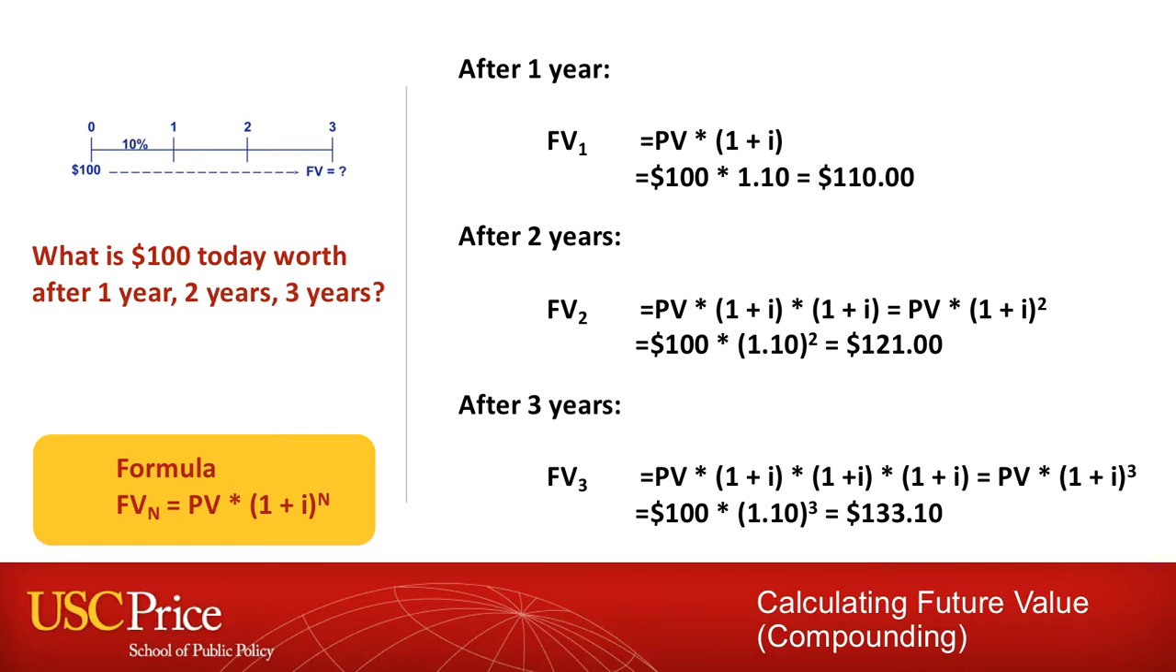We can then figure out the future value in 3 years by multiplying the present value by 1 plus the interest rate cubed. You should start to see that the 1 plus interest rate is raised to the power equal to the number of years. We can generalize this with the formula on the left. Future value to n years equals the present value times 1 plus the interest rate raised to the power of n.